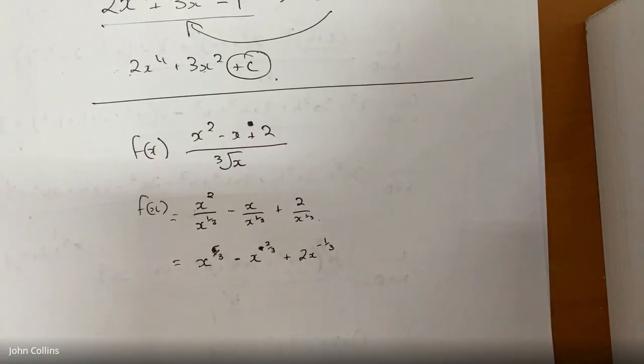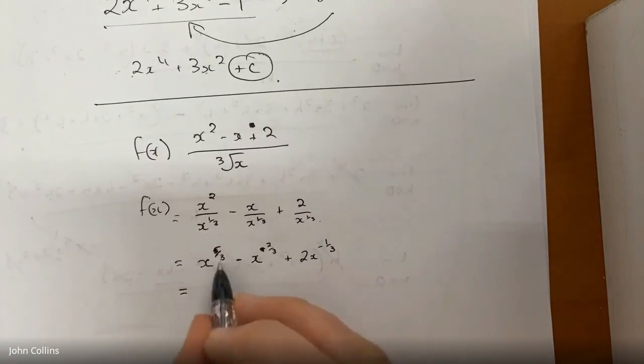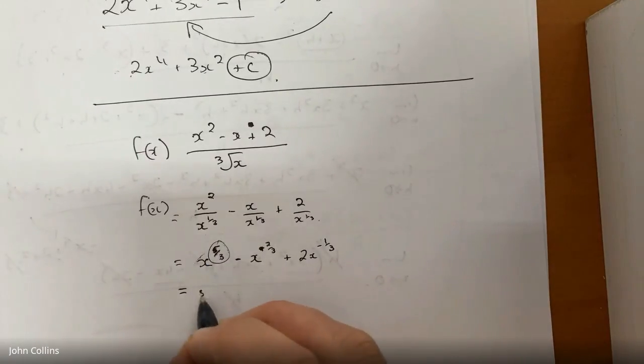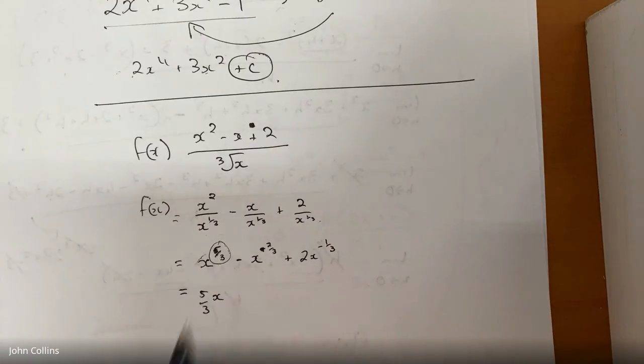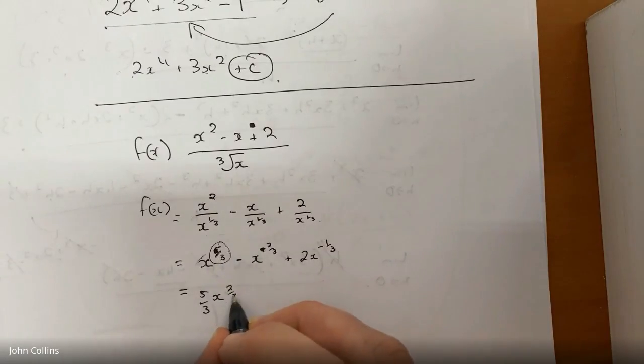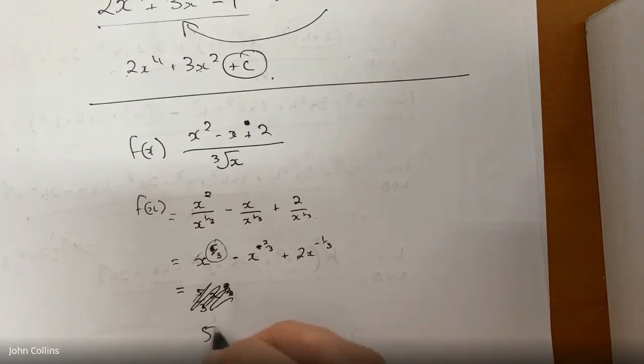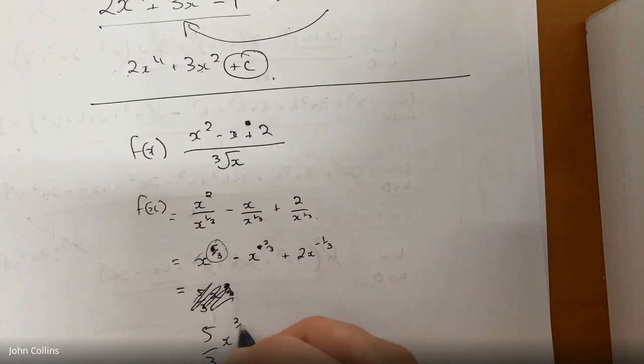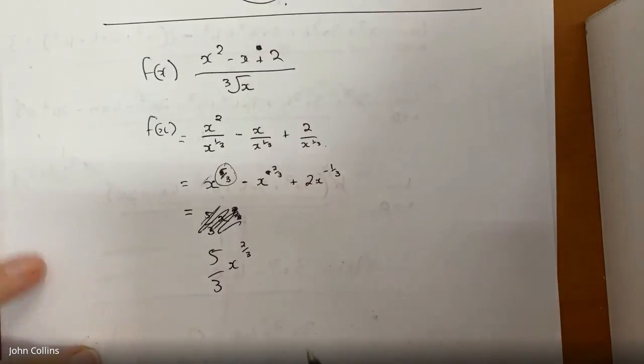Okay, now multiply down by the whole power. 5/3 x. Subtract 1 from this. So subtracting 3/3 will give me 2/3. That's to the power of 2/3. I should write that better. Let's just write that again: 5/3 x to the power of 2/3. So I've subtracted 3/3 from that first one.